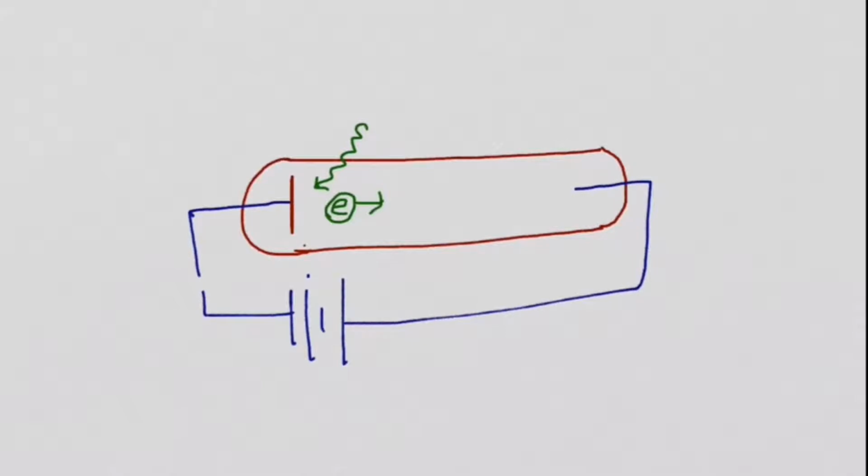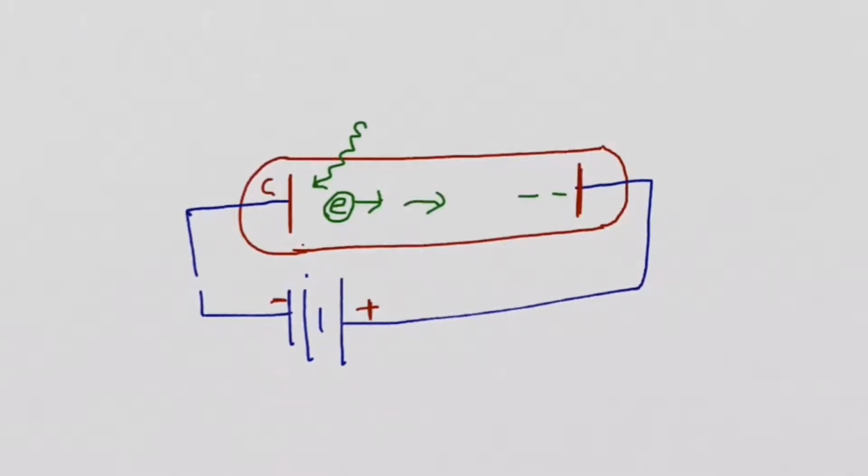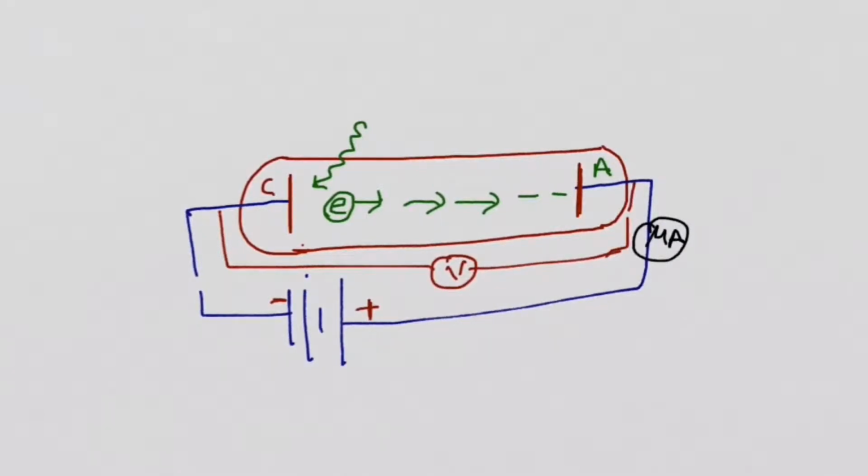Now, this plate is connected with the negative terminal of the battery, whereas the positive terminal is connected to the plate called the anode plate. If the anode plate is positive with respect to the cathode plate, electrons so ejected will move towards the anode plate and give rise to a current called photocurrent, which can be measured with the help of a milliammeter or microammeter. In order to measure the potential difference between the plates, we can connect a voltmeter between the anode plate and the cathode plate.